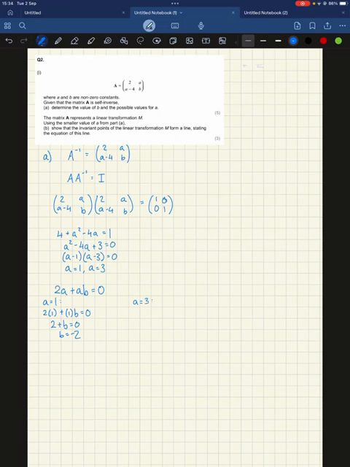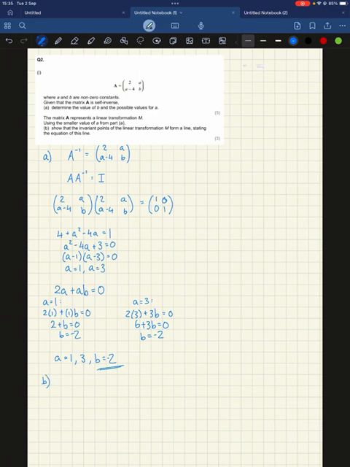And when a is equal to 3, we get 2 lots of 3 plus 3b is equal to 0, 6 plus 3b is equal to 0, and we still get b equals minus 2. So a is equal to 1, 3, and b is equal to minus 2. That's our final answer. Now part B.